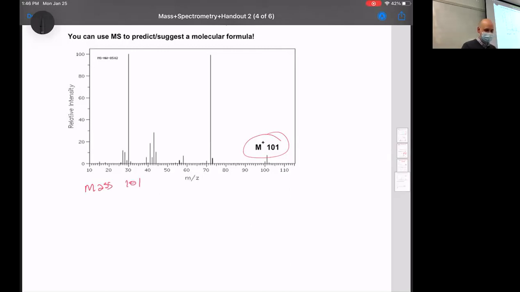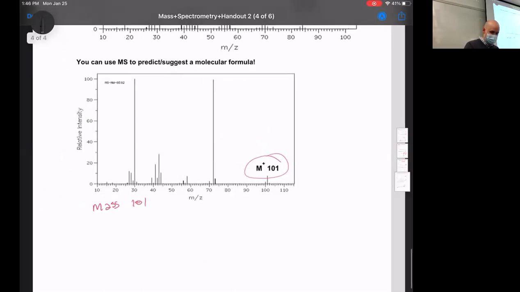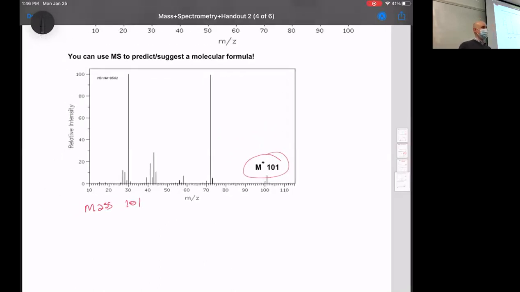And is there anything in particular that this peak tells you is present in the molecule? It's one of those 4 things. Nitrogen. I think you said nitrogen, right? Yes. How do we know it's nitrogen? Odd. Yeah, it's an odd number. So this tells you that your mass is 101, so everything in the molecule weighs 101, and that you have nitrogen. So here's how you can figure out a molecular formula.